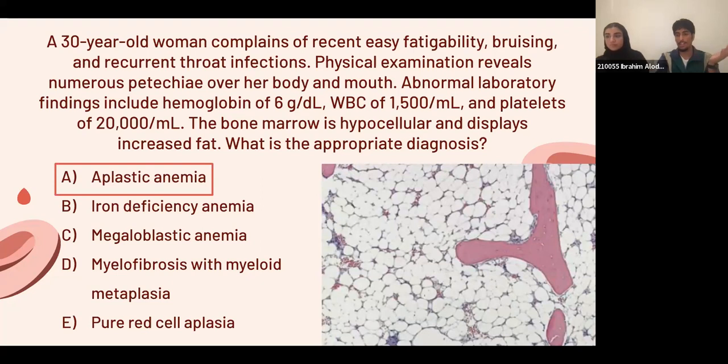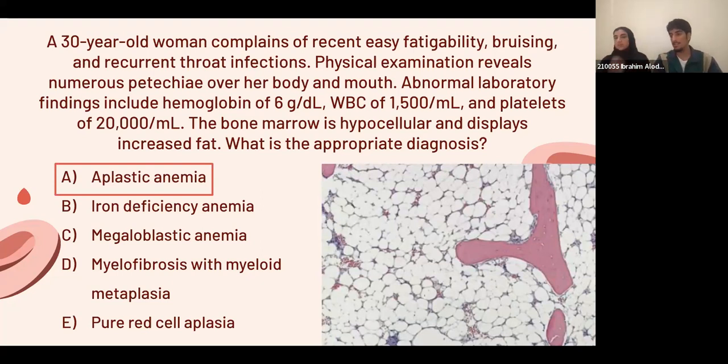And it can be from infections like parvovirus or hepatitis, and then like chemotherapy, radiation, etc. Most commonly, it's idiopathic. Basically, what happens is there's damage to the stem cells that are present in the bone marrow, and because there's damage to the stem cells in the bone marrow, they're unable to produce any of the cell lines.